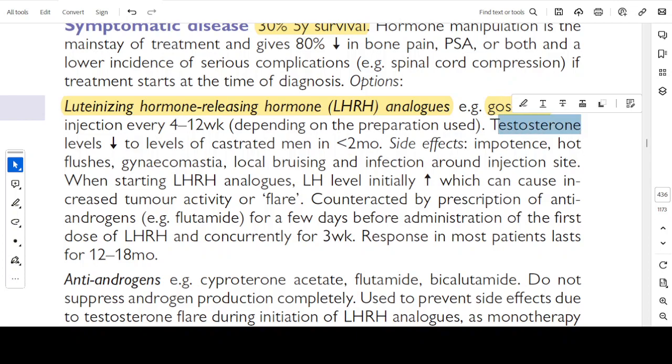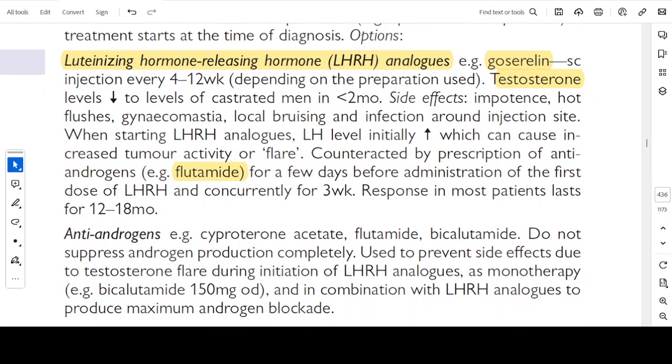Testosterone levels decrease to those of castrated men in less than 2 months. Side effects are impotence, hot flushes, gynecomastia, local bruising, and infection around the injection site. When starting LH-RH analogs, LH level initially increases, which can cause increased tumor activity or flare. This is counteracted by prescribing anti-androgens such as flutamide for a few days before administration of the first dose of LH-RH analog and concurrently for 3 weeks. Response in most patients lasts for 12 to 18 months.